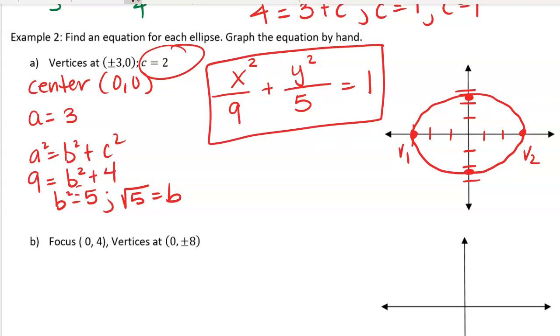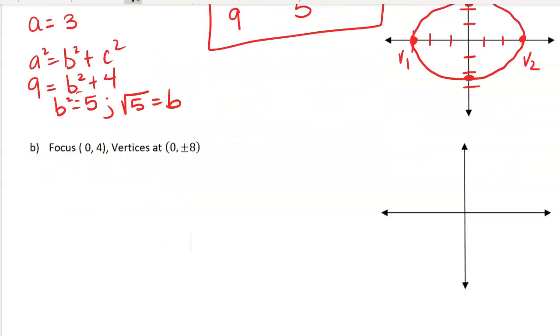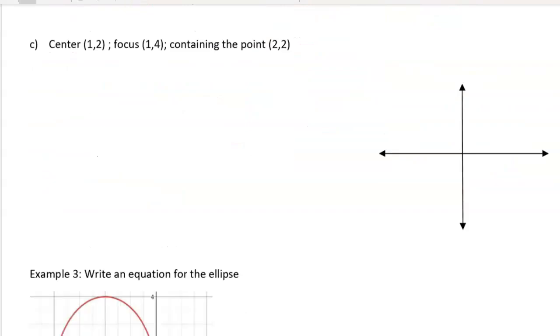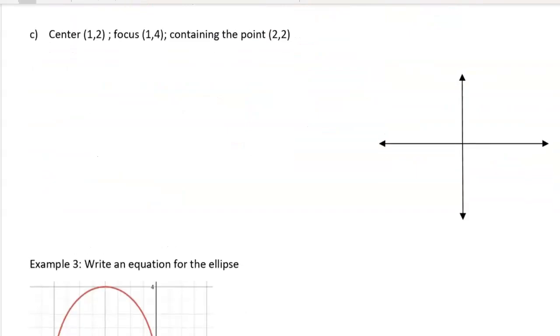Okay, so look at your notes. B and C, we're going to do one together as a class. And then the other one you're going to have to do on your own at the end of class. So which one would you like for us to go over together? B or C? C? Okay. That means you're going to do B on your own. Here we go. Center is 1, 2.